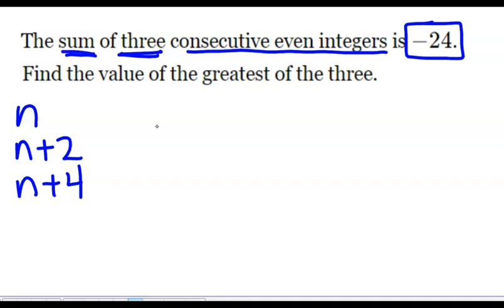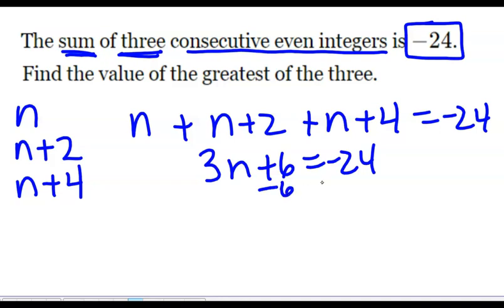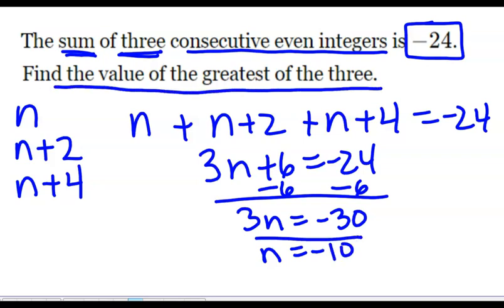It says that we're going to find their sum. So the first one plus the second one plus the third one has to be equal to negative 24. So simplify the left-hand side. Solve for n. And now we want to find the value of the greatest of the 3. Well, n is the smallest. So if this one is negative 10, then this one will be negative 8, because negative 10 plus 2 is negative 8. And then this one will be negative 6.